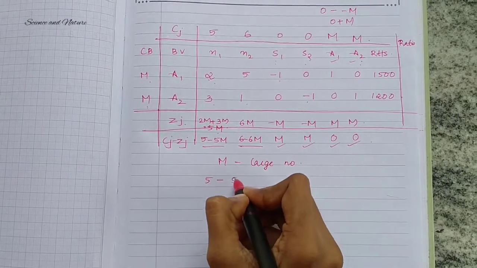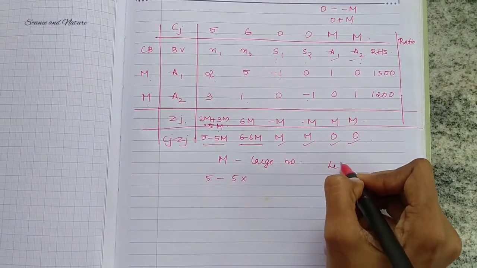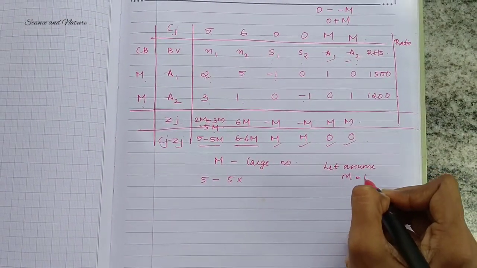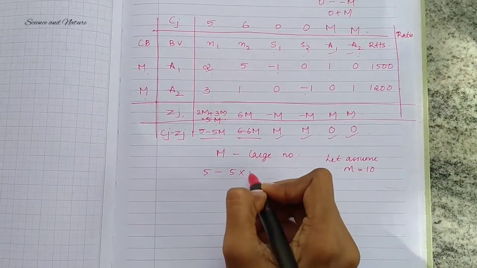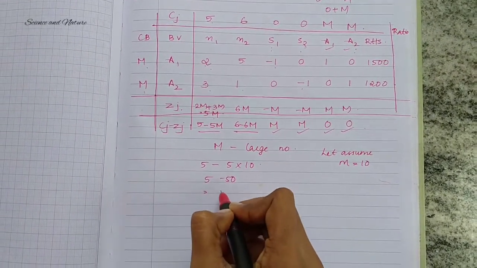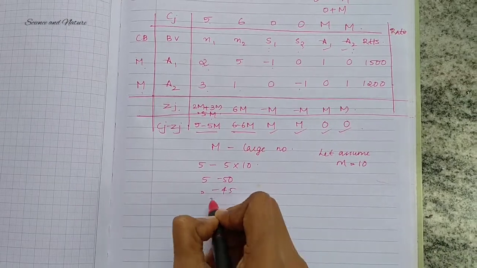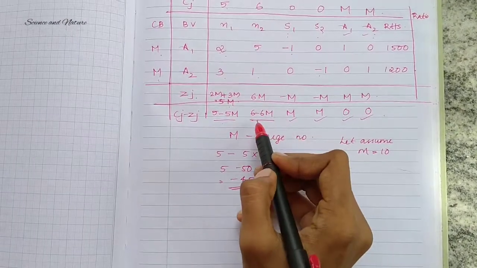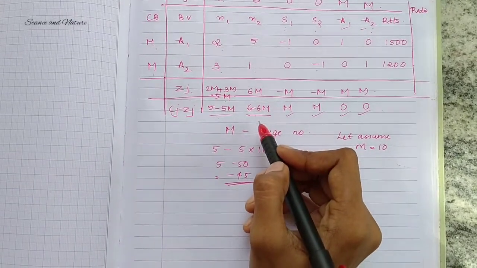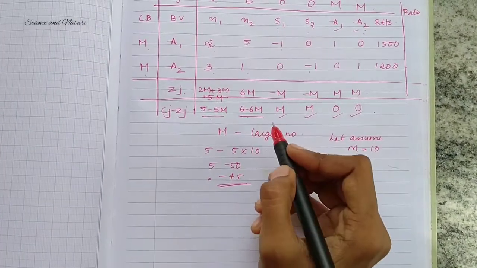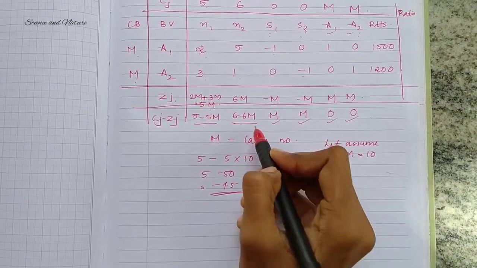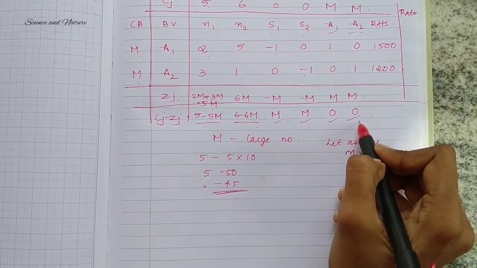5 minus 5M, let us assume that M equal to 10. If we put M as 10, then 5 minus 50, we will get minus 45. That is a negative number. Here also 6 minus 60, then we get minus 54, which is also a negative number. So, there are two negative numbers here and four positive numbers.